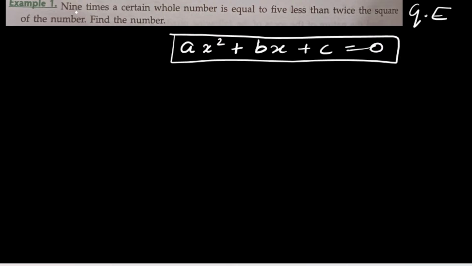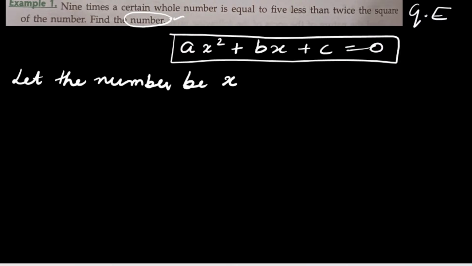So what is the statement now? 9 times a certain whole number is equal to 5 less than twice the square of the number. Find the number. So first of all, always see whatever we have to find. Whatever we have to find, the same thing we can assume as the unknown variable. Here we have to find the number. So the number only we will assume as x. So we'll write: let the number be x. Whatever we have to find, same thing we can assume as x.